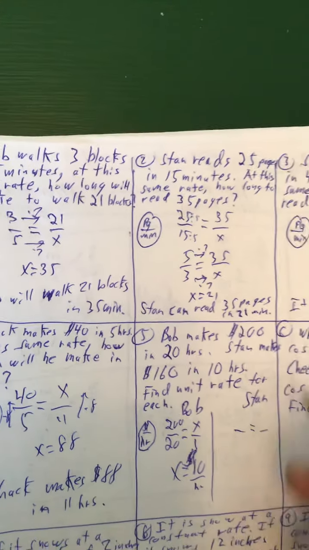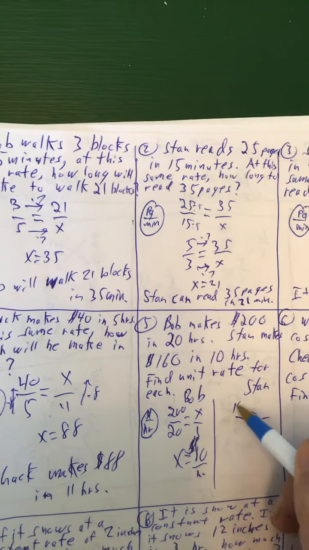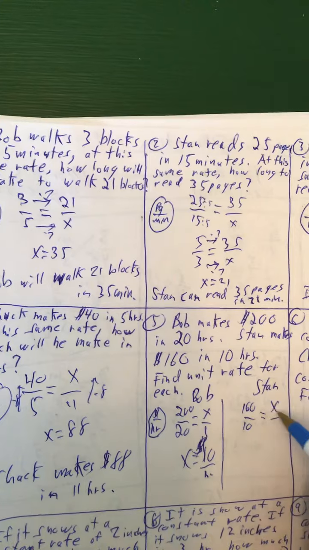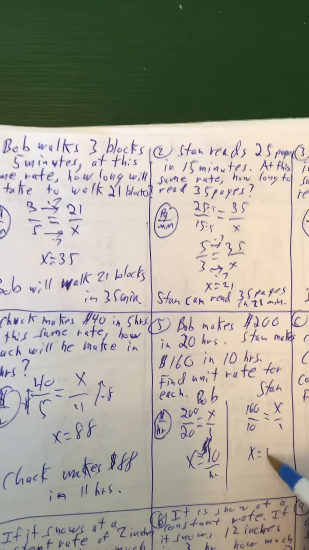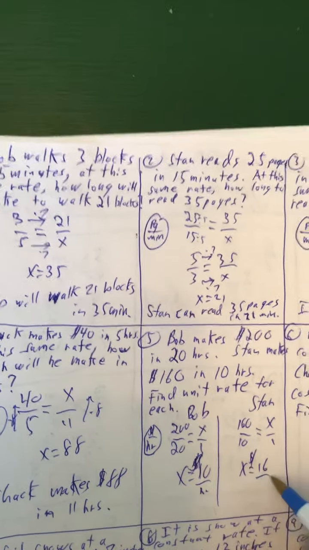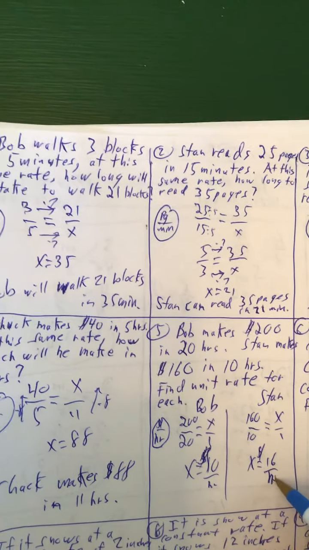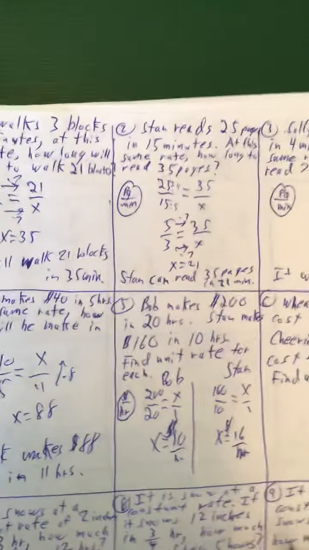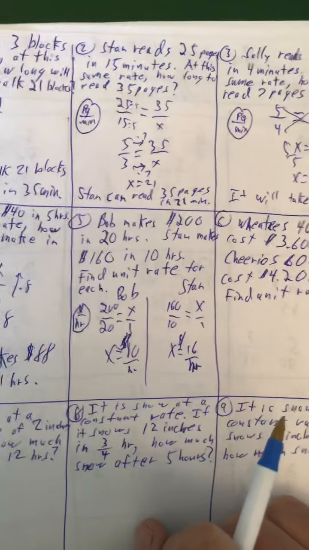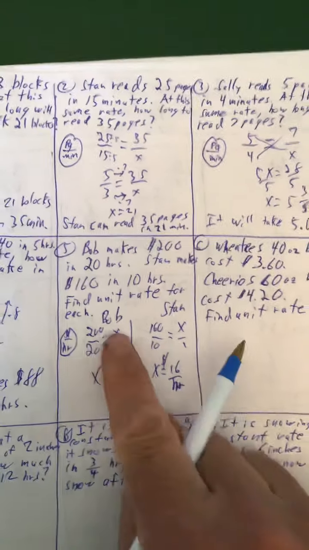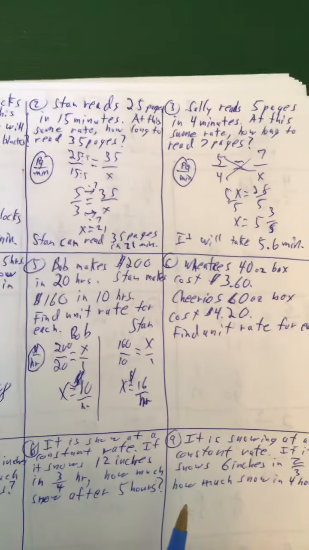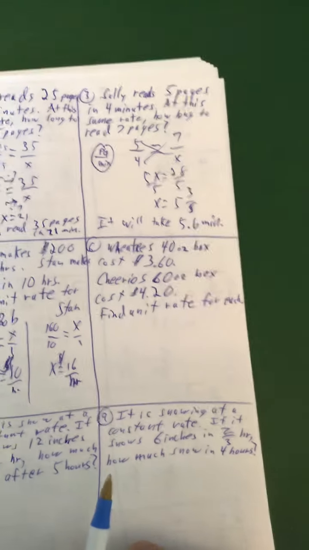per hour. And then for Stan, he's making $160 in 10 hours. How much for 1? Well, he's making $16 per hour. Right? So Stan's making more money per hour. But unit rate, just how much for 1. That's how you find it.